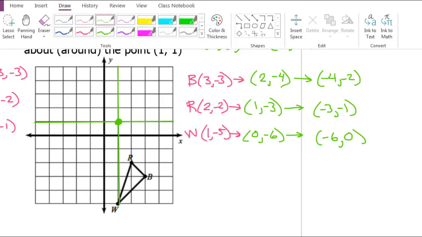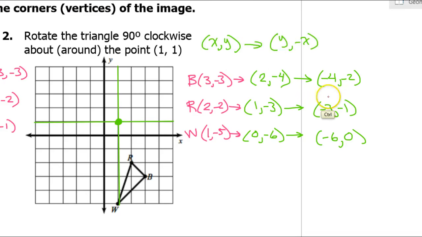So now I can just plot those points, but as I do it, I'm not using the original x and y axis. I just keep on using my fake axis. Negative 4 comma negative 2 would be like, so there's negative 4, and this would be negative 2. And then negative 3, negative 1 would be here. And negative 6, 0 would be right here. And there you go. So I will just connect these points.